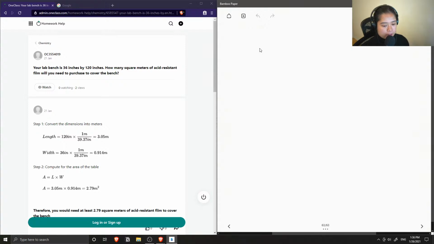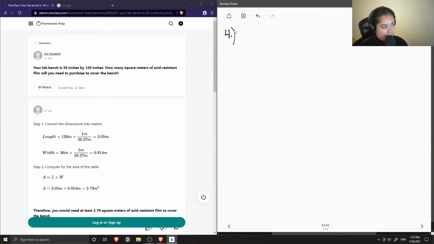Okay, so on to question number 4. Your lab bench is 36 inches by 120 inches. How many square meters of acid-resistant film will you need to purchase to cover the bench?